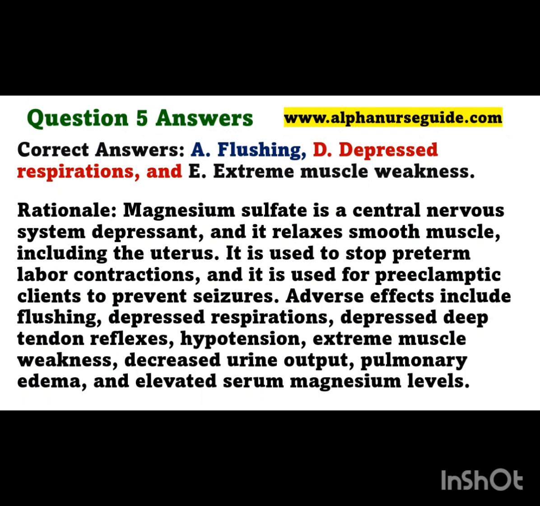Flushing, D. Depressed respirations, and E. Extreme muscle weakness. Rationale: magnesium sulfate is a central nervous system depressant, and it relaxes smooth muscle, including the uterus. It is used to stop preterm labor contractions, and it is used for pre-eclamptic clients to prevent seizures. Adverse effects include flushing, depressed respirations, depressed deep tendon reflexes, hypotension, extreme muscle weakness, decreased urine output, pulmonary edema, and elevated serum magnesium levels.